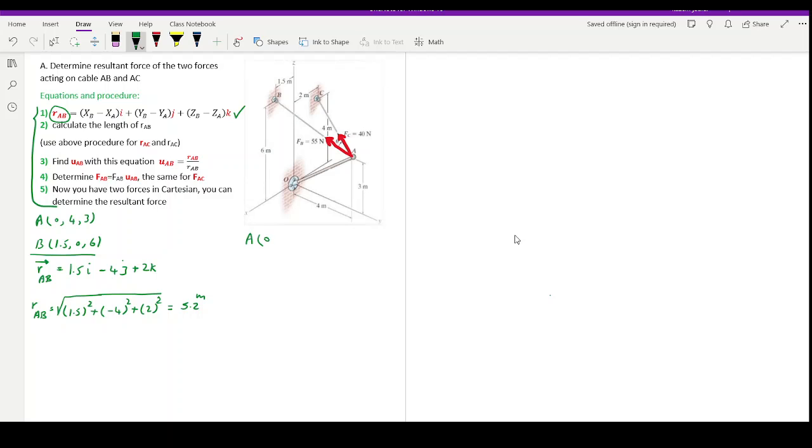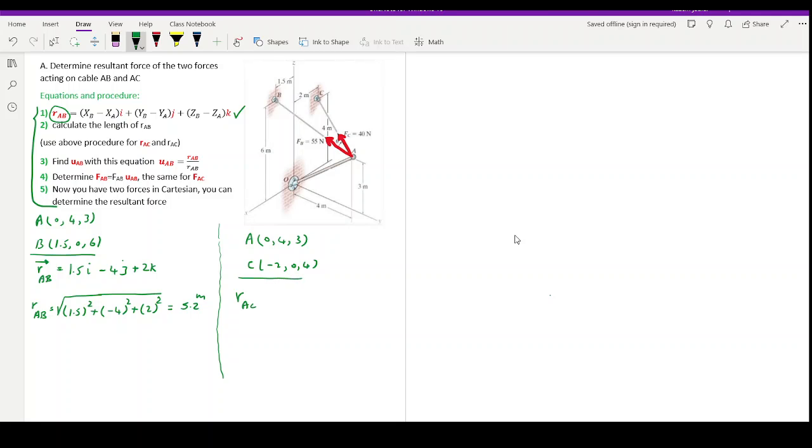The same process for AC. So I write again in here so that I don't make a mistake. The coordinates for A were 0, 4, and 3. And the coordinates for C are negative 2, 0, and 4. Let me draw a line in here.